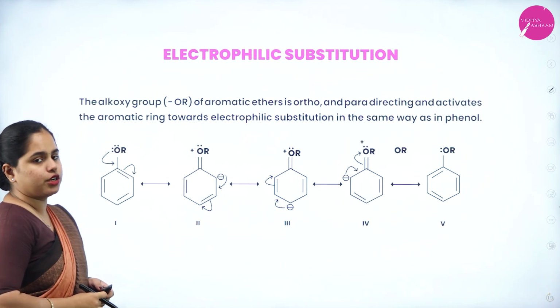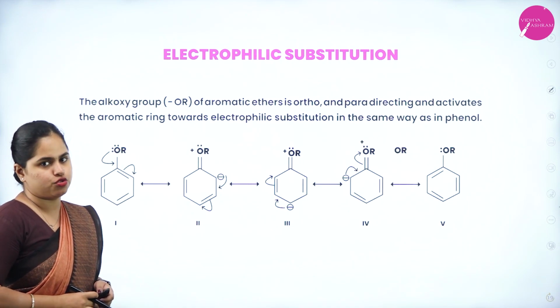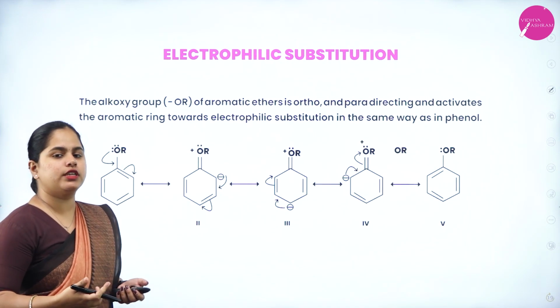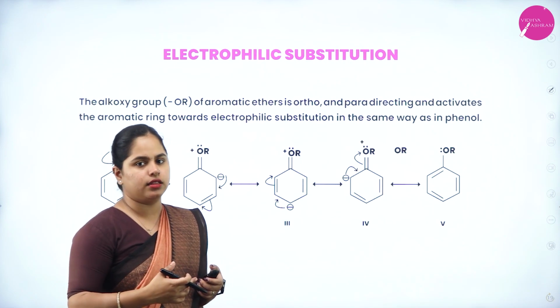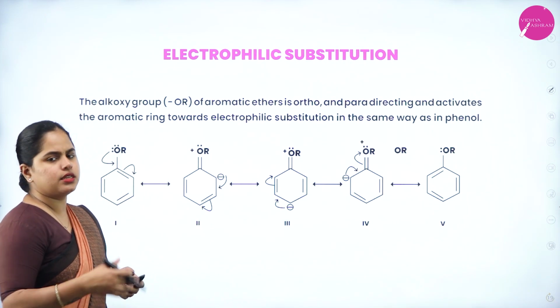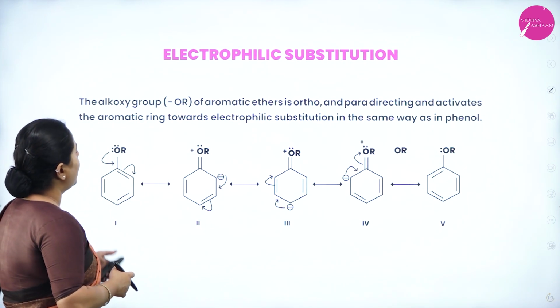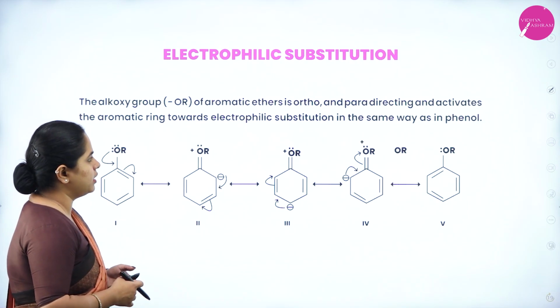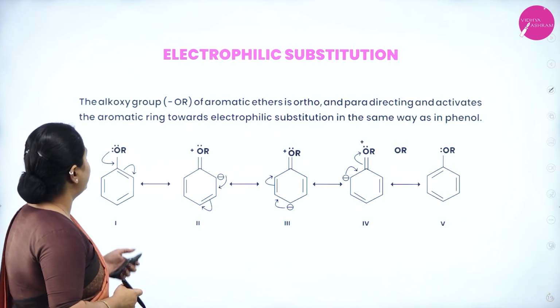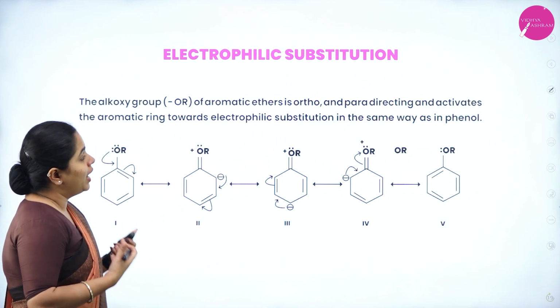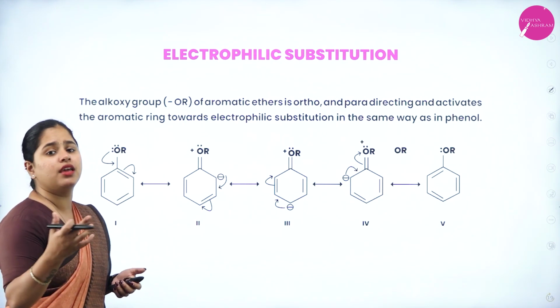Now moving on to the next set of reactions, that is electrophilic substitution reactions. So what are electrophilic substitutions? In detail we have studied them in the last chapter as well as in alcohols and phenols. So the alkoxy group of aromatic ether is ortho and para directing and activates the aromatic ring towards electrophilic substitution reaction in the same way as phenol.